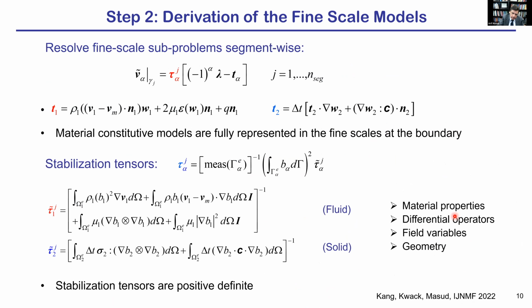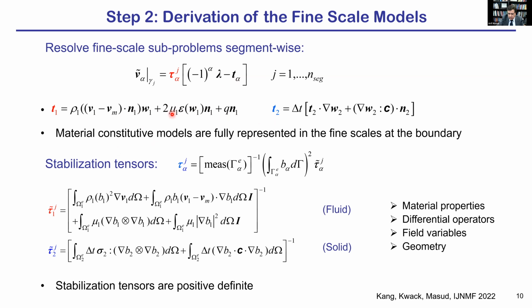And when you do that, you get an expression that looks like this. So the fine scale velocity from either side, alpha equal to 1 is fluid, alpha equal to 2 is solid, is a function of the residual of the flux at the interface. And T is the flux, and here is T for the fluid domain and T for the solid domain. So we see that the constitutive model is fully represented even at the edges. So material constitutive models are fully accounted for.